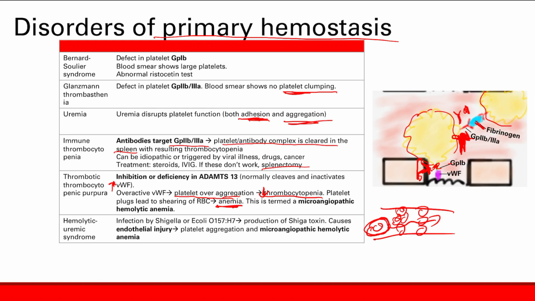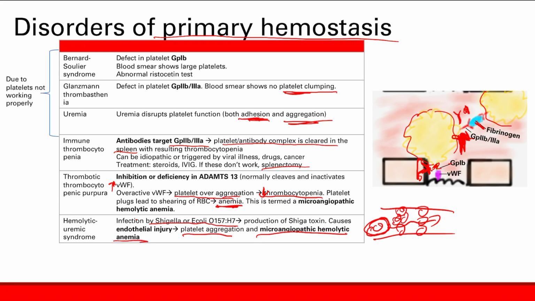Next is the hemolytic uremic syndrome. It's a similar idea, except that it's caused by infection by Shigella or E. coli. And what you get is production of Shiga toxin, which causes endothelial injury. Remember, how do we get all this hemostasis? When we get endothelial injury, you get that subendothelial collagen exposure, you get platelet aggregation, and then you get the same thing. What do we say? We said platelet aggregation leads to consumption, so low platelets, and then you get all these platelet clots, and then your red blood cells are going to get sheared as they pass through, you get anemia. So that's what microangiopathic hemolytic anemia comes from.